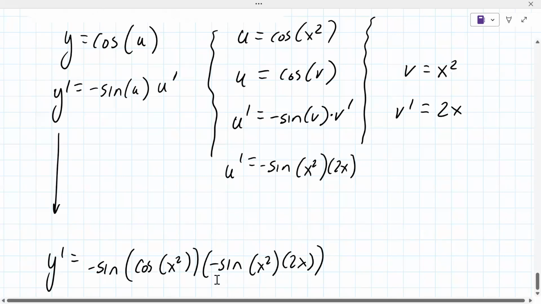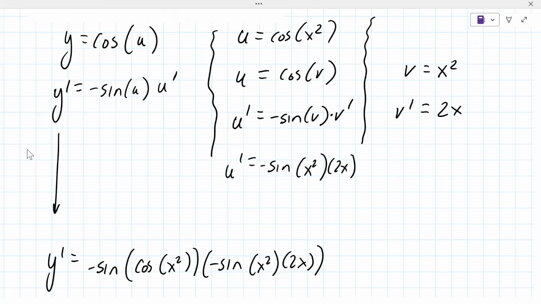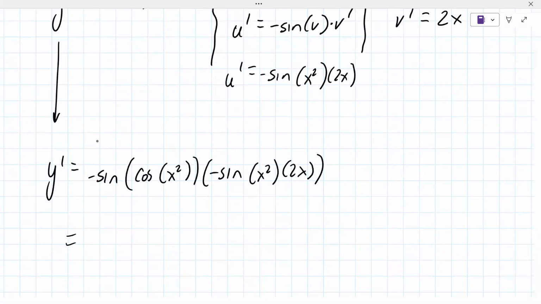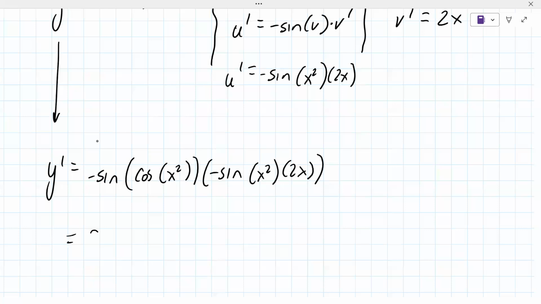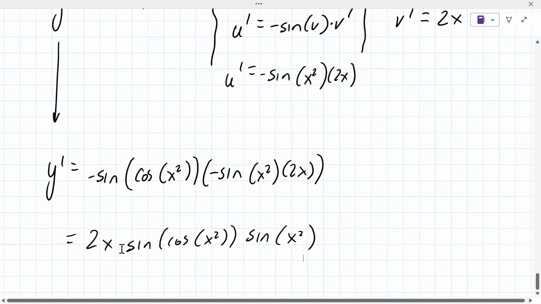U prime is all this. You can simplify. Does your teacher like you to simplify? I think he accepts both. Well, on the AP, they do want you to simplify so that you would get a positive, which you wouldn't even write. And so you would end up having this 2x in front. And then the order doesn't really matter, but you'd have sine cosine x squared times sine x squared, something like that. Or the sine x squared might be here.